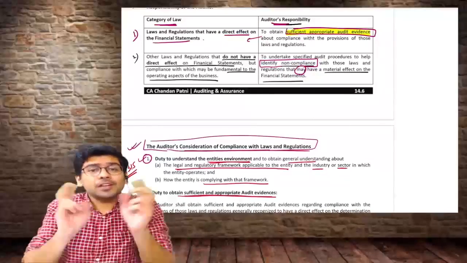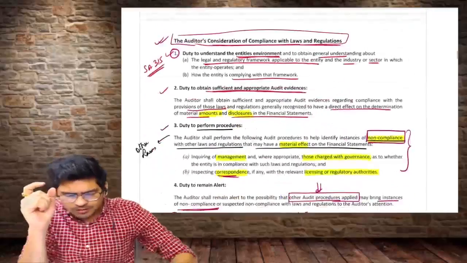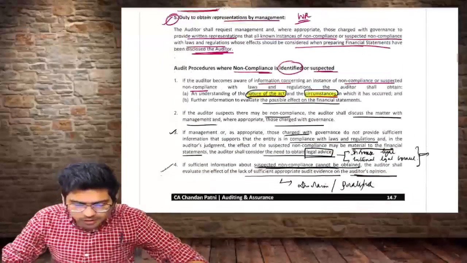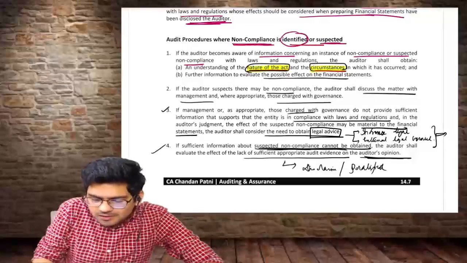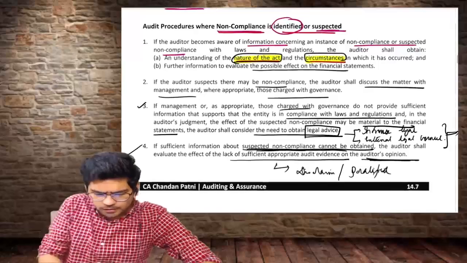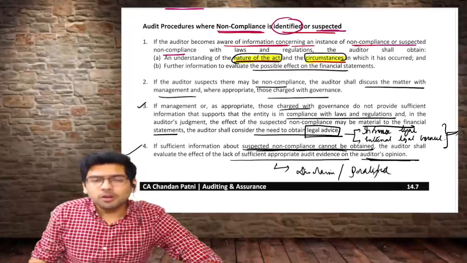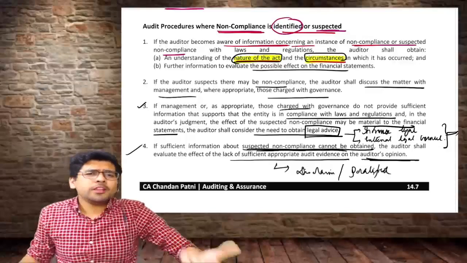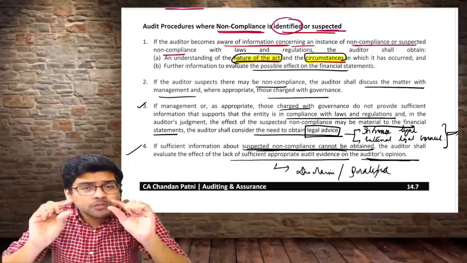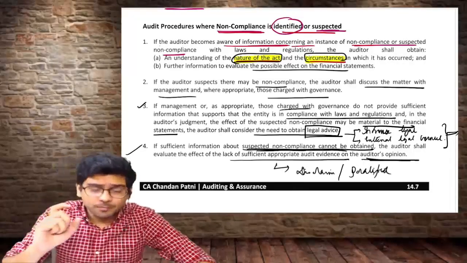The standard is complete, but we have two more questions to cover. I told you this is an important thing, you need to cover this part. Then we covered audit procedures where non-compliance is identified or suspected, and the first point goes by this line: if the auditor becomes aware of information concerning an instance of non-compliance. So how will the auditor come to know about a non-compliance? What can be the possible indicators of non-compliance? This is what we have to cover here. This can be an important question.